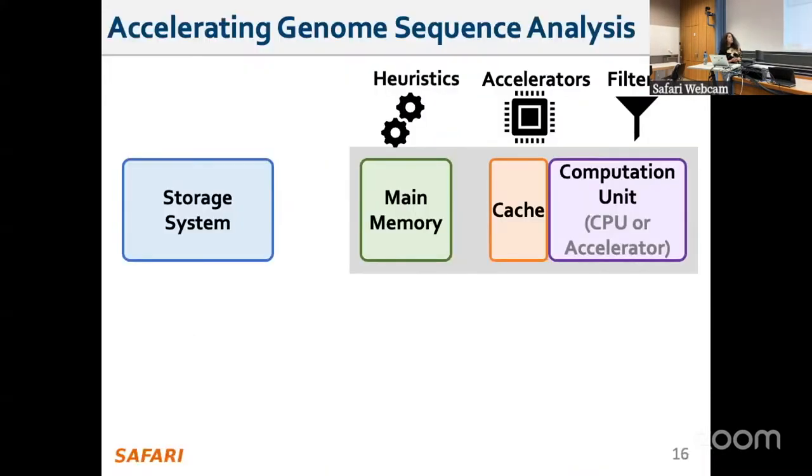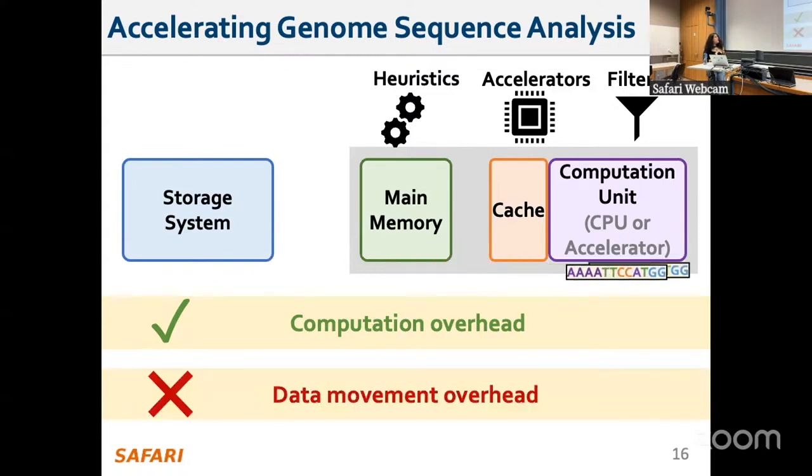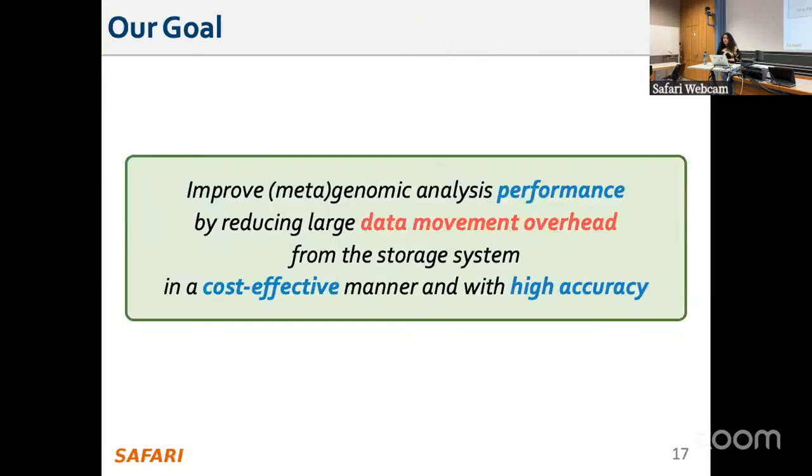Of course, these solutions provide a lot of benefits, and the computation overhead has been significantly alleviated. Of course, there's still more room to alleviate it, but there have been a lot of advancements made here. But what we show in our research is that the data movement overhead from storage systems still persists, and its impact on end-to-end performance can become even larger when overheads in other parts of the system get alleviated. So that is the motivation at this point.